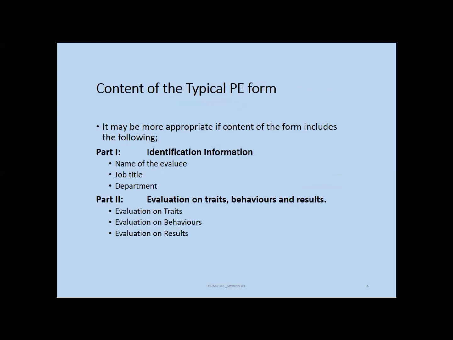Section 1 or part 1 is identification information. This is very important. On whom we are going to evaluate the performance of the employee should be identified. Therefore, when we are designing a performance evaluation form, we should allocate another very important segment to include that information, that is identification information: name of the evaluee, job title, and the relevant department.